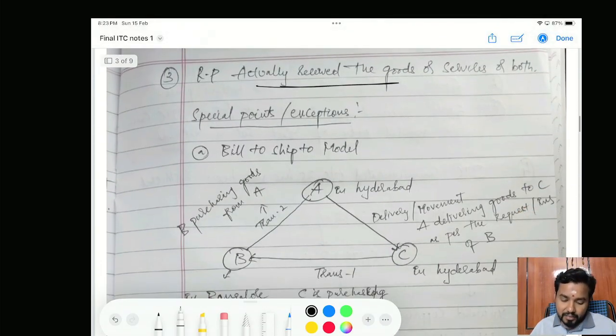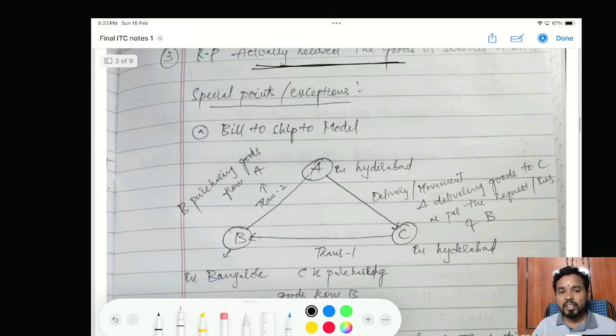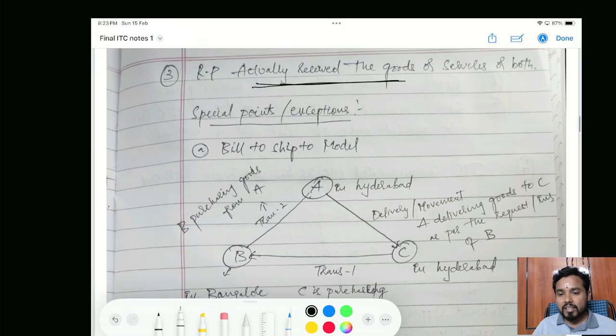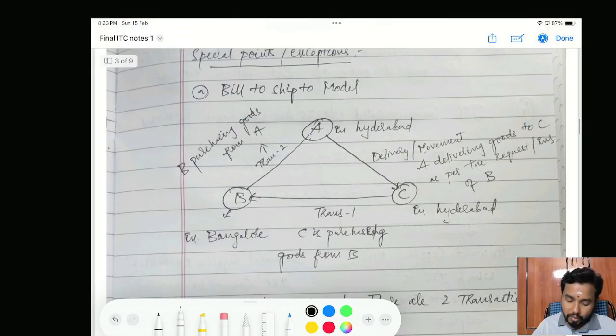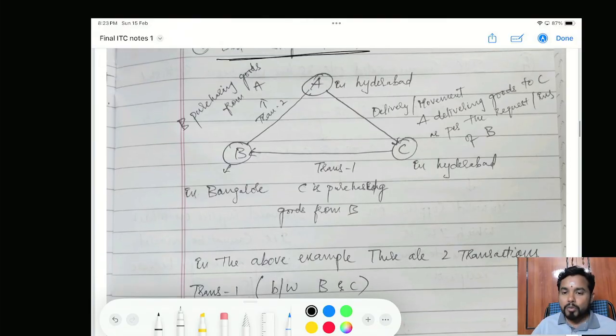Okay, next one. The registered person had actually received the goods or services. So without actually receiving the goods or services, you cannot avail ITC. However, there is an exception to that. Now this exception point is the bill to ship to model. Now what is this bill to ship to model? In the bill to ship to model, billing will be done to one person and shipping will be done to another person. Look at this example.